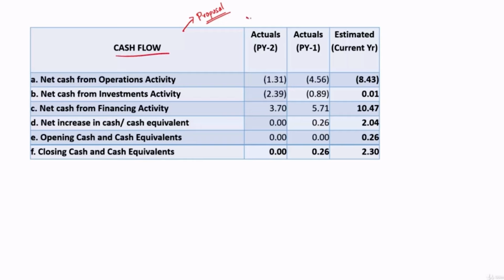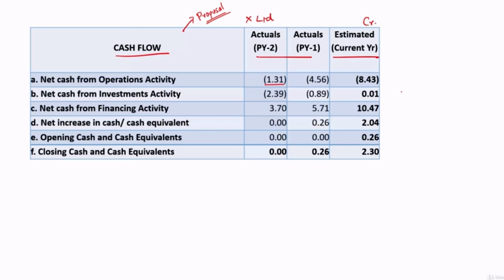We have cash flow of, let's say, X Limited for the previous 2 years and estimate for the current year. So what is happening in previous year 2? Let's analyze that. Net cash from operations is negative 1.31. Let's say figures are in crores. It is negative 1.31.